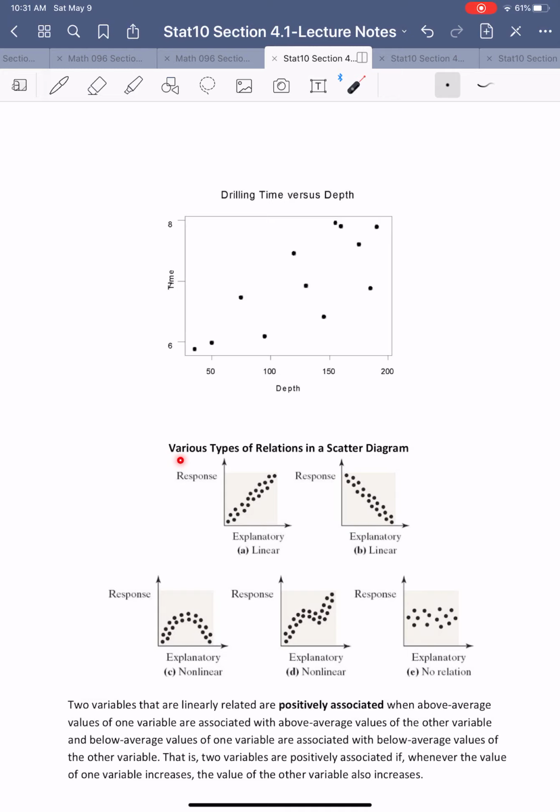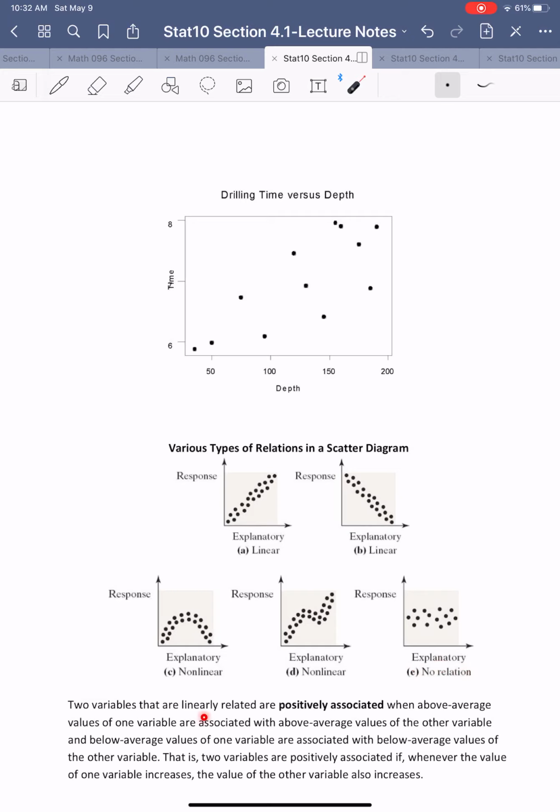And then we have various types of relations in a scatter diagram. When the explanatory and the response variables go this way, we call it linear. And the negative way is still linear, as a line. This one is actually not a line because it looks like a parabola, so we just say non-linear. Also, this doesn't make any straight line, so it is a non-linear case. And this one is actually no relation at all.